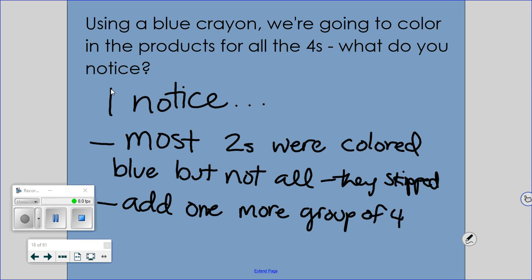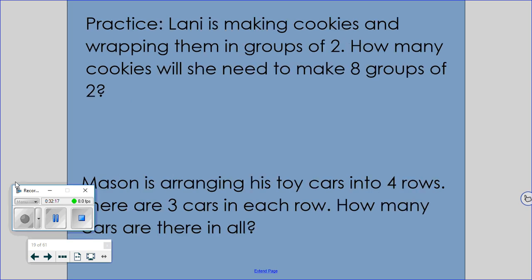Fours have their own special name. Kind of like 2s, we call doubles, 4s are the doubles doubled. So 4s are double doubles. At the top where you wrote 4, we're going to write AKA double doubles.